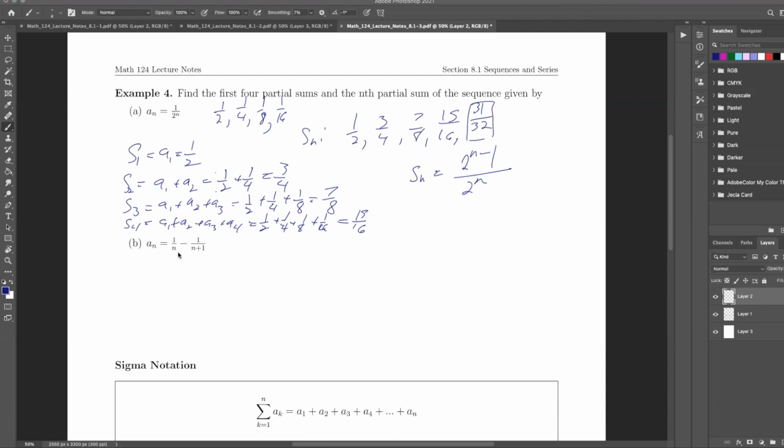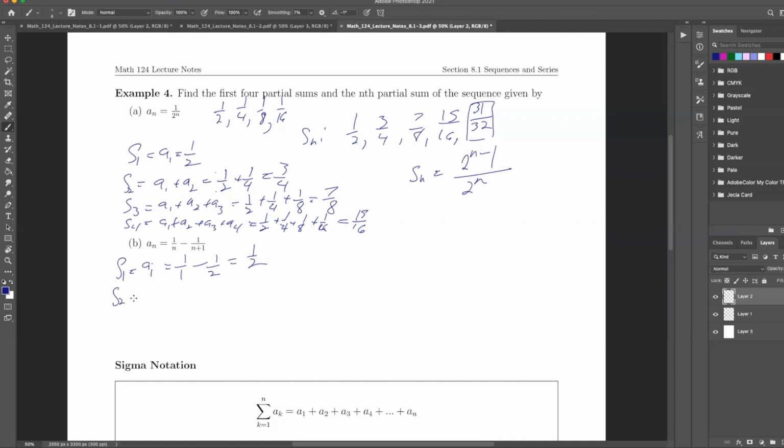So let's do the next one. Here we're going to have 1 over n minus 1 over n plus 1. In this case, I'm actually not going to figure out what the answers are, and that might seem kind of crazy, but this ends up working out nicely. S1 is equal to A1, which is 1 over 1 minus 1 over 2. 1 minus a half is, of course, a half.